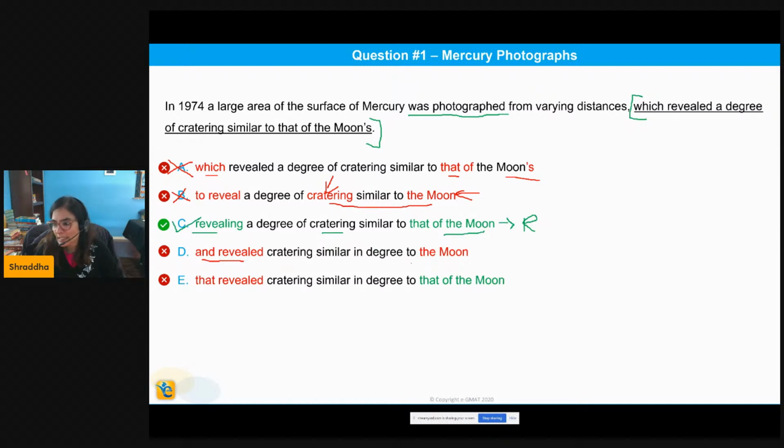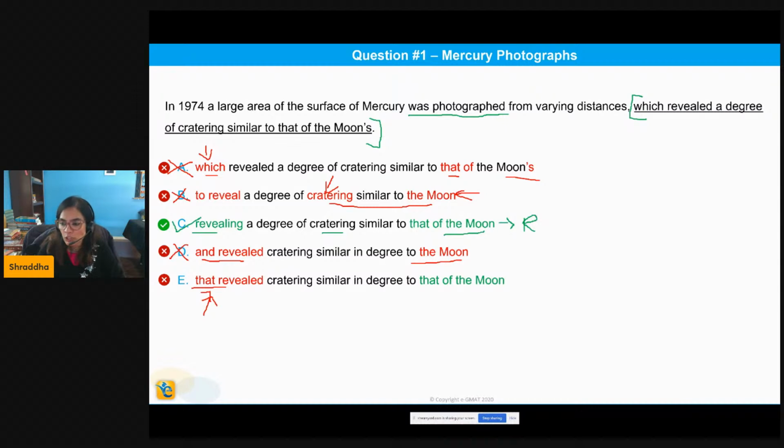Also, we see there is this comparison problem. Cratering has again been compared to the moon. So that's a wrong comparison. Again, that and which we saw in choice A, we don't need a noun modifier. So definitely this answer choice is also out.